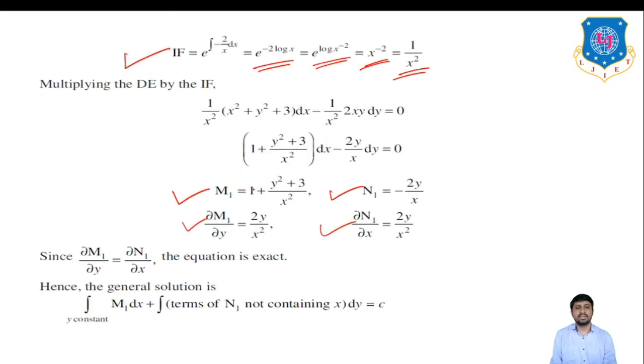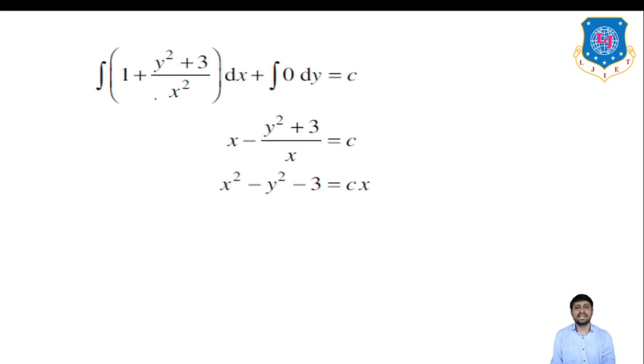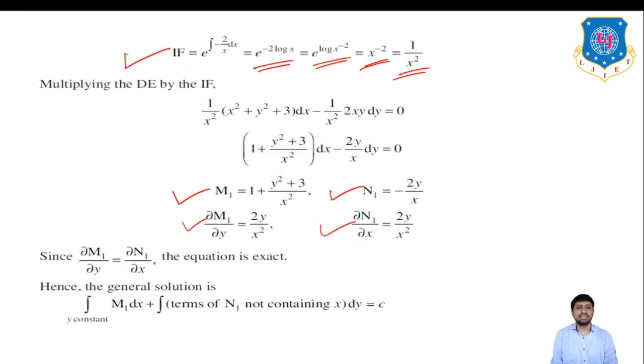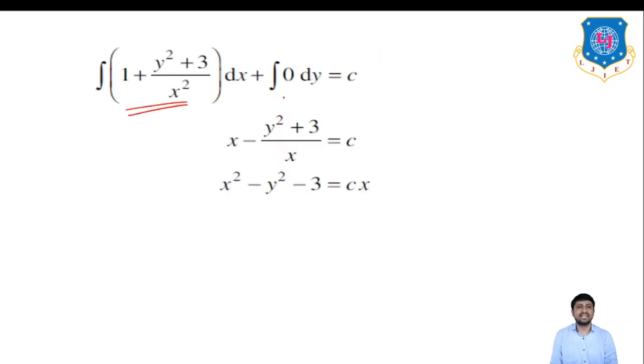So now your equation is this, 1 plus y square upon x square plus 3 by x square, integration with respect to x. Because there is no term in N1 which considers only y, and if there is a term that includes x we cannot take this term, that's why integration of 0 dy. Integration of 1 with respect to x is x, y square plus 3 constant, integration of 1 upon x square.